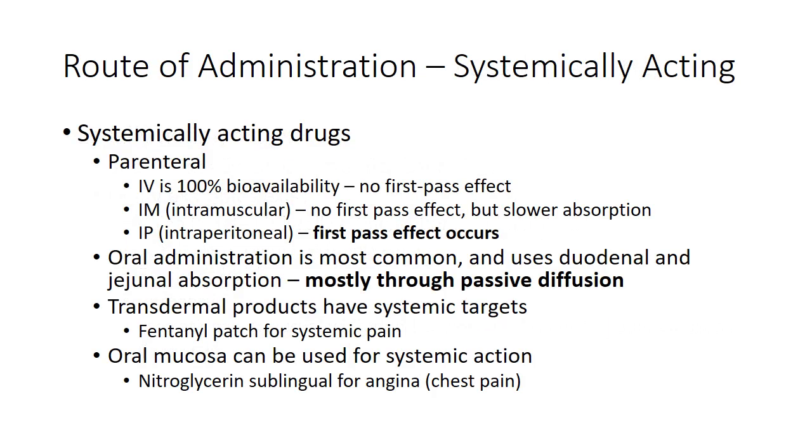And then another route: we have several routes to achieve systemic action. So in the bloodstream, systemically acting drugs would be first parenteral. Technically, parenteral means outside of the GI tract, but it usually means injectable. So IV is 100% bioavailability, of course, because if we're defining bioavailability by appearance in the plasma, 100% of the drug will appear in the plasma if you inject it. So there's no first pass effect in that case as well. That means the drug does not go to the liver before it goes to all the other organs.